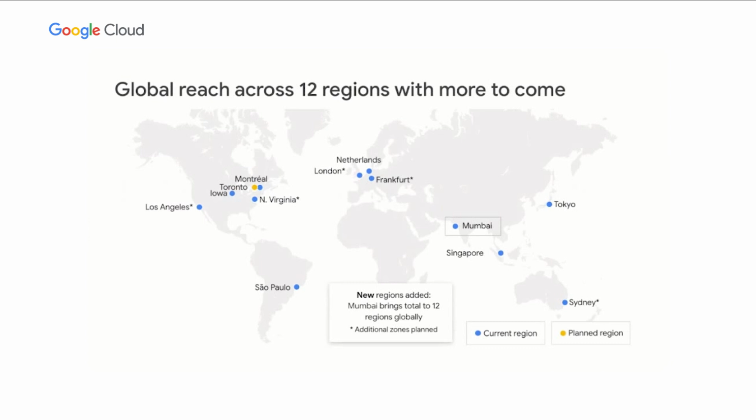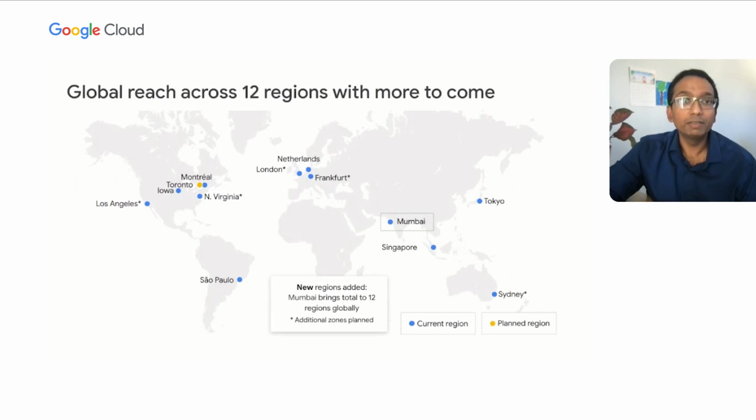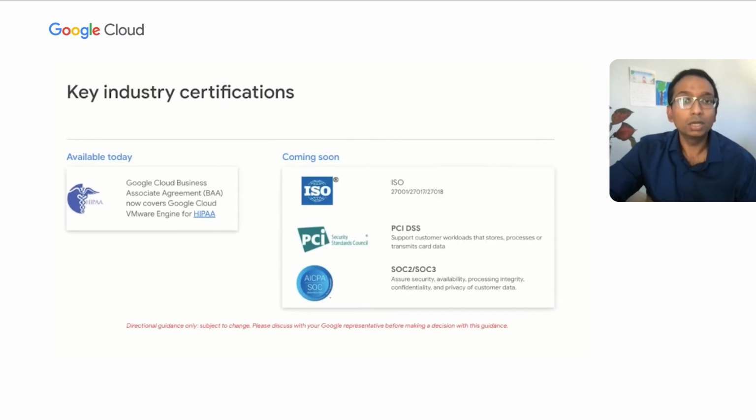While we have 4 nines of SLA in a single zone in each of these locations, in other cloud contexts, this might not be possible. There are customers who want even more availability, and for them, we have additional zones coming up. Please speak to your Google Cloud sales representative or your customer engineer if you have requirements for a particular region that is not shown over here. Google Cloud VMware Engine is HIPAA compliant, and other key industry certifications are being worked upon. These include ISO, PCI DSS, and SOC.